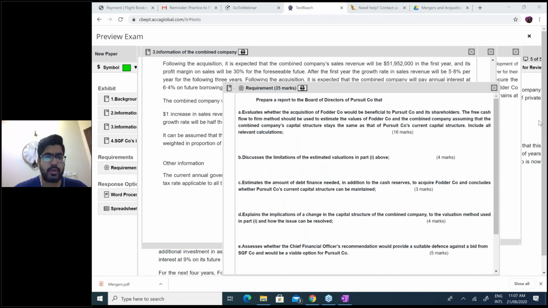Okay, the summary of the question is very clear. Pursuit wishes to acquire Fodder. Information about Pursuit was given, and information about Fodder was given. The capital structure was given, the debt-equity composition, and similarly the P&L format was given. There were some technical terms, like for the next 4 years, Fodder's revenue will grow at the same rate as previous years, that was 6%. After the 4-year period, it will be half, 3%, for the foreseeable future. Not the revenue growth rate, but the free cash flow rate. And then you were given the combined company information, that the combined company's revenue was this in the first year, etc. Okay.